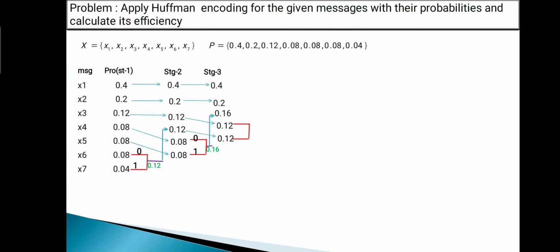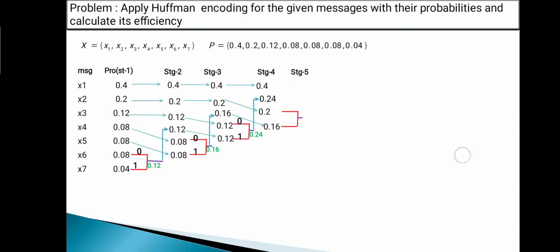Again repeat the procedure. The last two probabilities are assigned a 0 and 1, and the last two probabilities are added. So I'll get the value as 0.24. Again place the probabilities in descending order. So I have 0.4, 0.24, 0.2, 0.16.